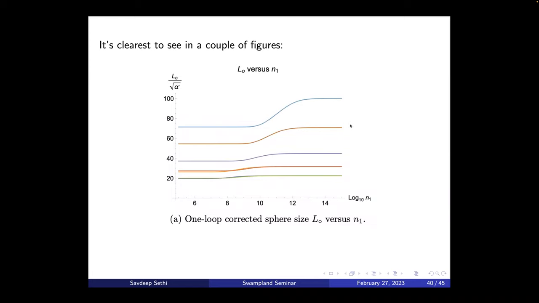If you look at the size of the spheres versus N1, it's a similar phenomenon. We start cranking down N1. Because of this loop correction, the size of the sphere changes a little bit from its classical value. But it changes in a way that stabilizes as N1 gets smaller. Remember, N1 was controlling the string coupling. So N1 was big. The classical string coupling was small.